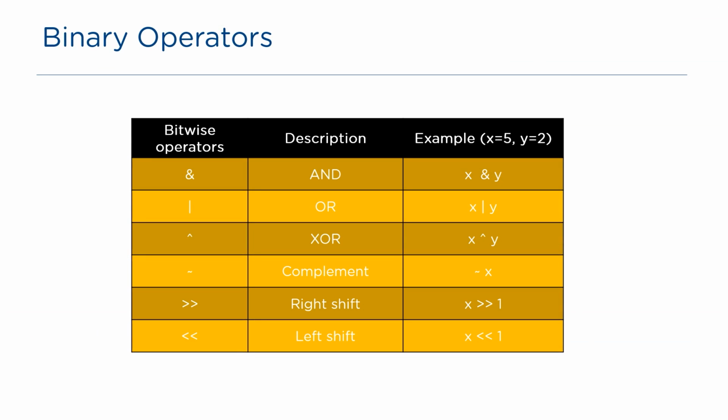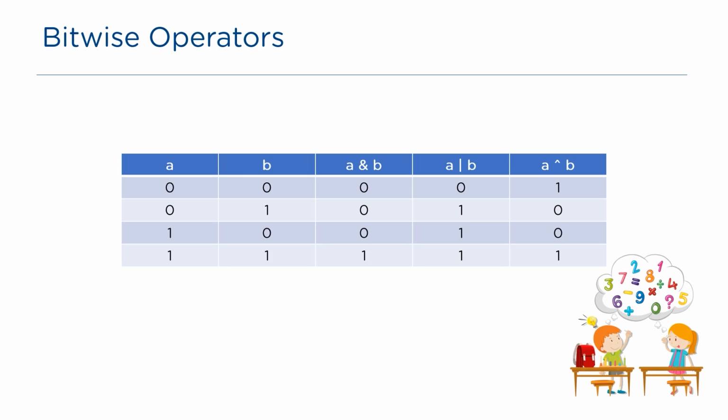Next, we have the bitwise operators, in which we have bitwise AND, OR, XOR, complement, right shift and left shift. Let us understand the bitwise operators with the help of truth table. The bitwise AND operator compares the bits. If both the bits are high, that is 1, then the result would be high, else the result is low, which is 0. Next is the bitwise OR operator. If either of the bit is high, then the result is 1, else the result is 0. Next, we have an XOR operator, in which the result is 0 when both the bits are zeros or ones, else the result is 1.